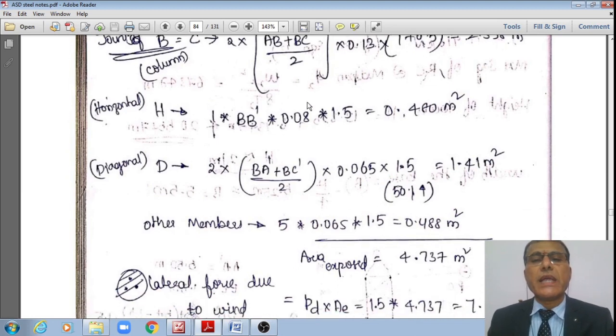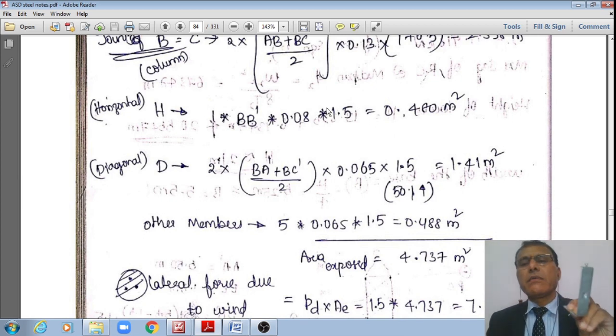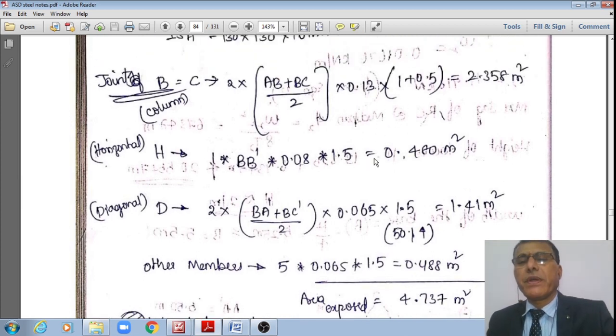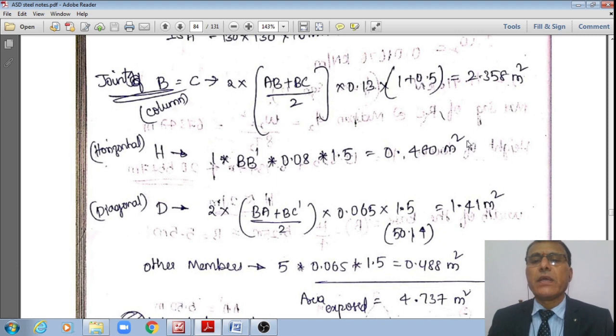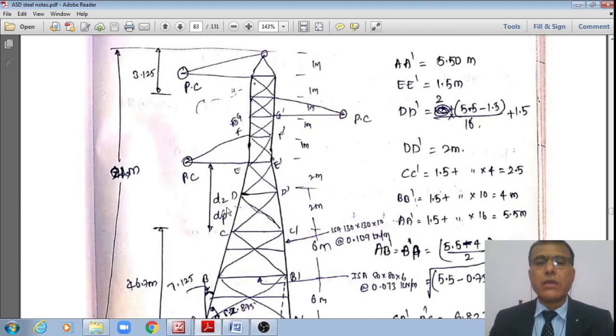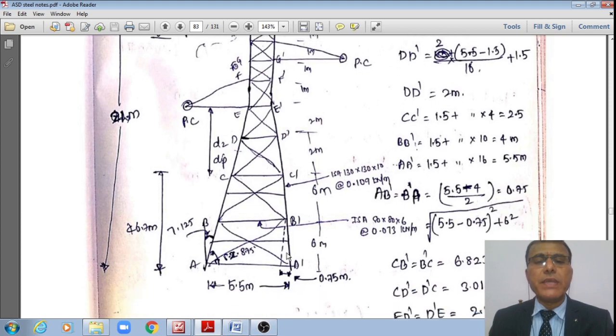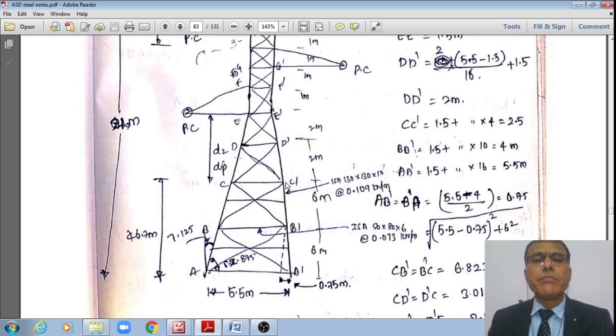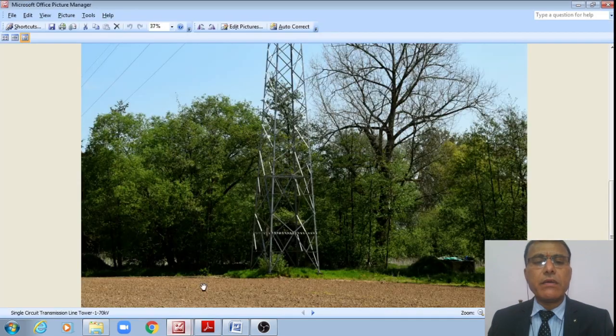Therefore I know that length, and even I know its width, 0.08, and that multiplied by 1 plus 1.5, that works out, say, 0.480 meter square. And I do have the diagonals also at that location. Now you see, I do have the diagonals BA prime plus BC prime, are like this, right?